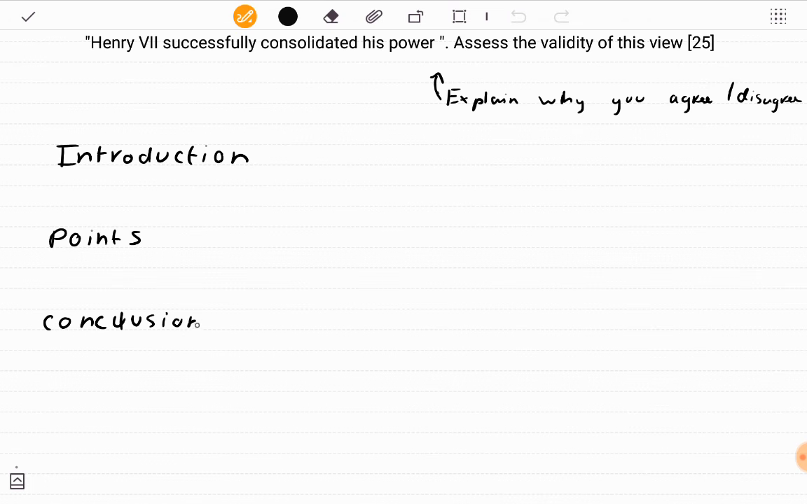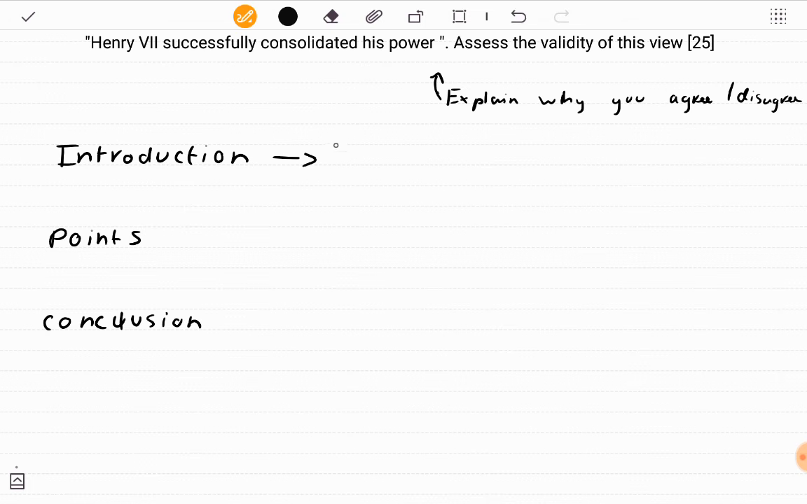This is basically the structure of essays all the way up and beyond university, and all the way back as far as GCSE. So your introduction: what they really want is to see your argument, because you're going to have an argument. You have to say whether or not he did successfully consolidate his power. So in your introduction, you really want to outline the argument.